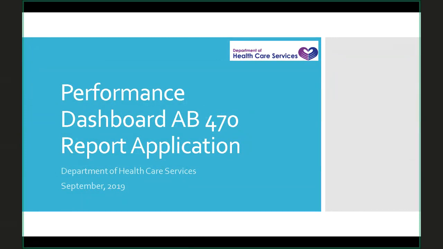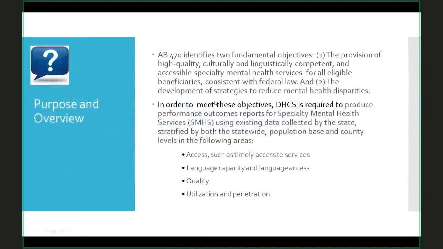I probably won't read word for word. Everybody can read the slides, and I might just highlight some of the fundamental parts of what I'm trying to convey here. Basically, for AB 470 we identified two fundamental objectives: to provide high quality, culturally and linguistically competent and accessible, especially mental health services for all eligible beneficiaries. And the bigger part for us, of course, was the development of strategies to reduce mental health disparities.